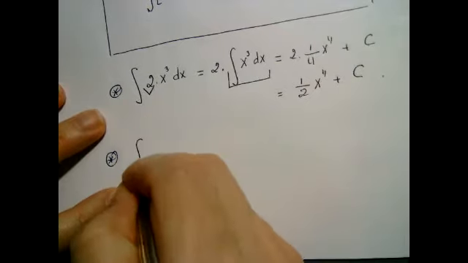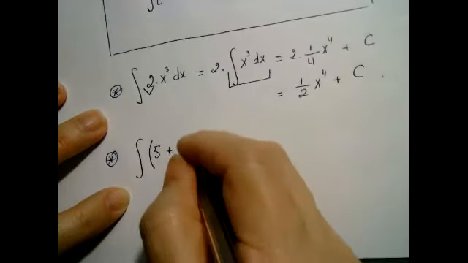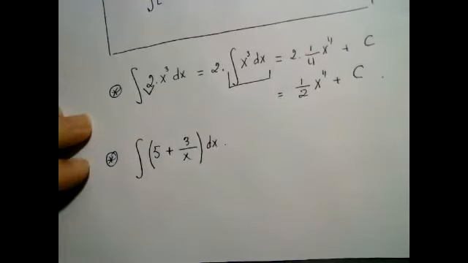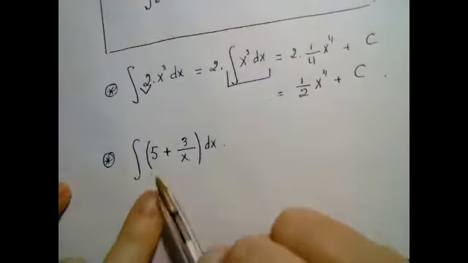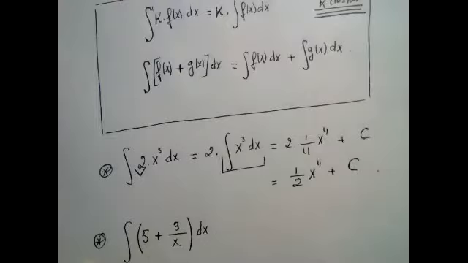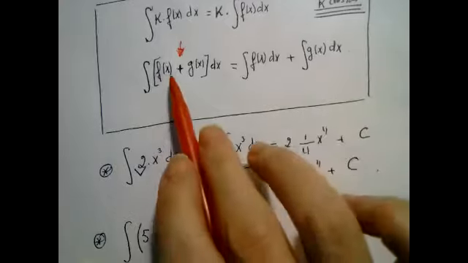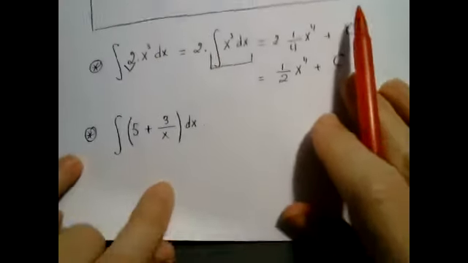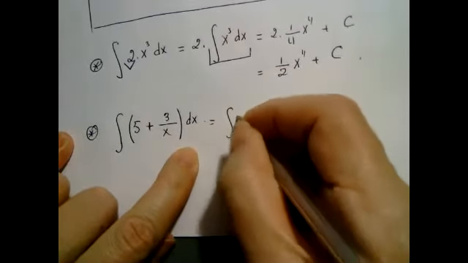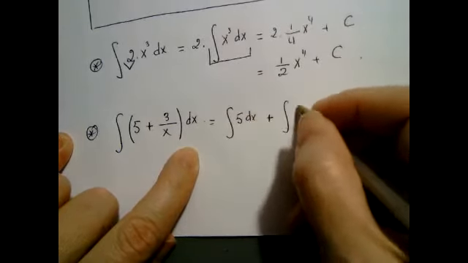Let's do 3 more along the same line. For example, the integral of 5 plus 3 over x dx. Okay. So this time I have a sum, and the rule tells me if you have a sum, you're adding, you can break it up. So this tells me that I can break this up into 2. It's the integral of the first function, which is the 5, plus the integral of the second function.